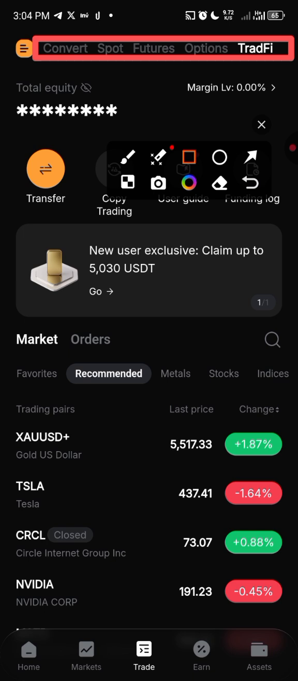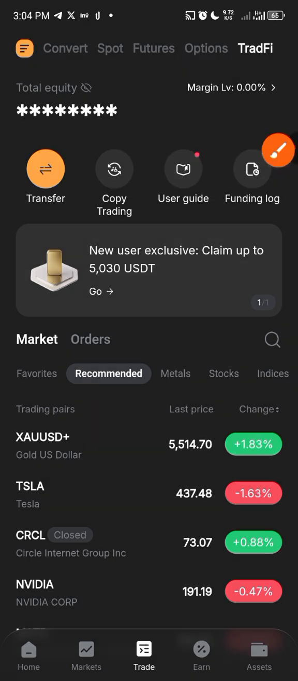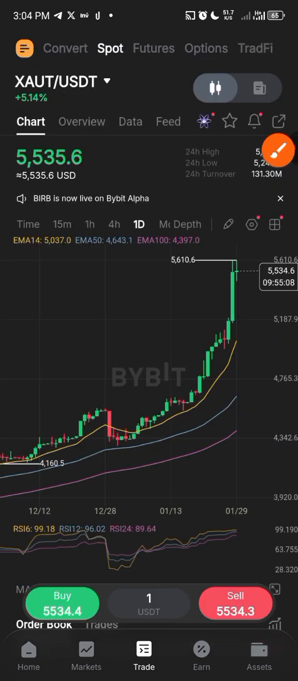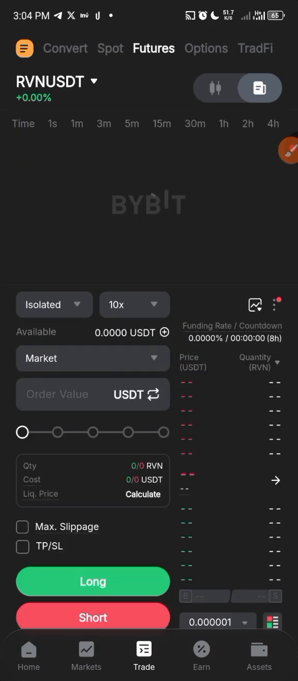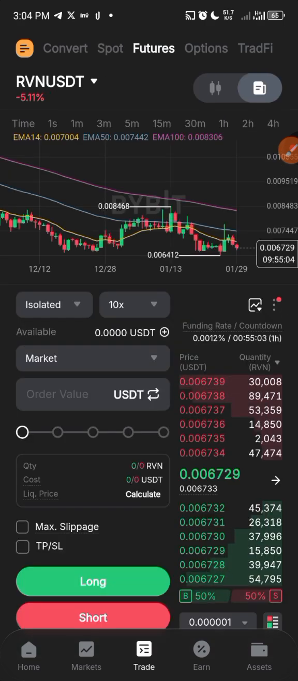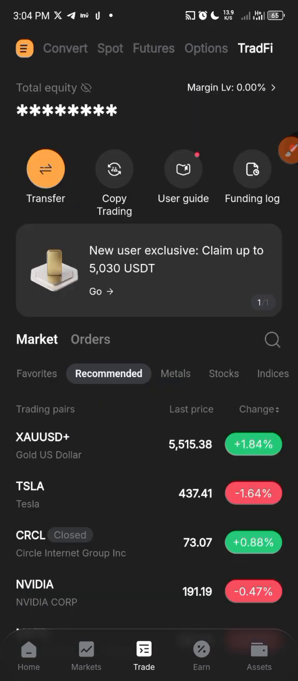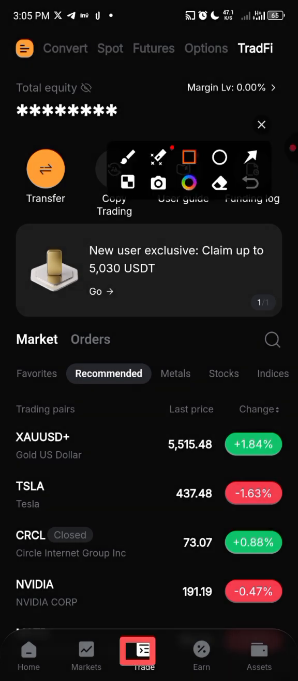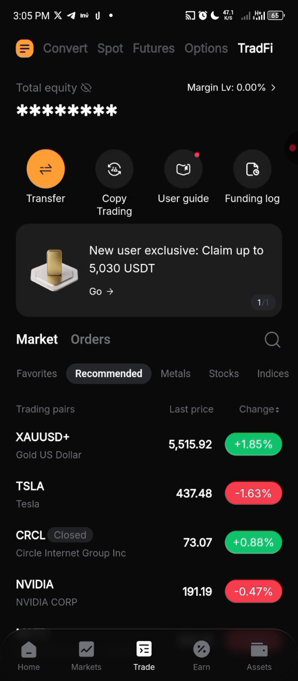So you just have to toggle. Like now, if I want to go to spot, I just click on spot and I am on spot. If I want to go to futures, I click on futures and I'm on futures. If I want to go to trade file, I click on trade file and I'm on trade file. So all of them are under the trade section, which is right here. So now we are on trade file.